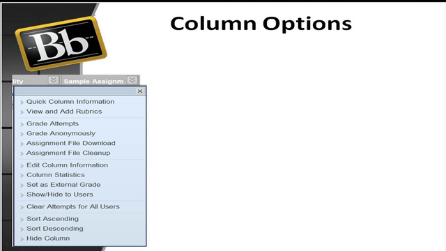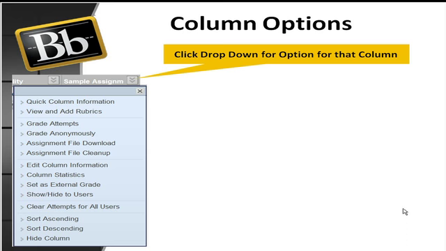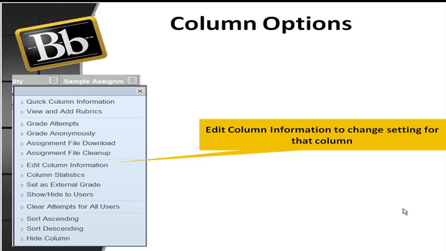Now, we'll talk about column options. For each column, there's a drop-down box, you'll notice. The drop-down box means there are options available underneath that. Some of the key ones I want to point out to you are clicking this drop-down to bring out the columns, but editing the column information. This is where you change those settings, the ones that you initially created.